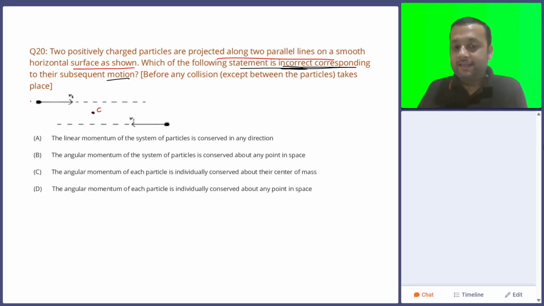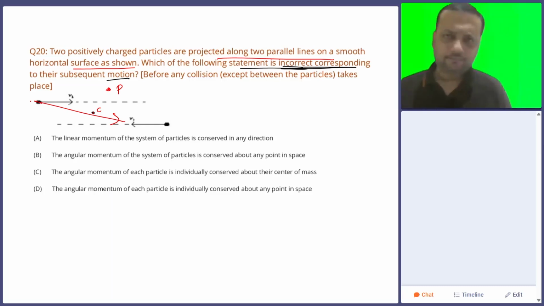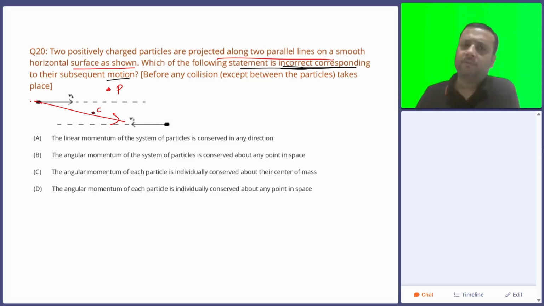This is also correct. The angular momentum of each particle is individually conserved about any point in space. Now this is wrong because, suppose I'm talking about angular momentum about this point P. The force on V1 applied by V2 will be passing through the center of mass, but this force will produce torque about point P. So about point P, individually the angular momentum will not be conserved. If the statement had been about total angular momentum, which is option B, about any point in space, the total angular momentum of the system will remain conserved, but for a single particle, it will not be conserved. So this is an incorrect statement.